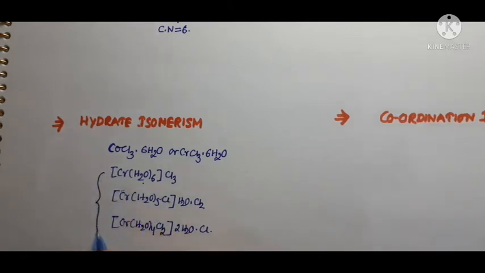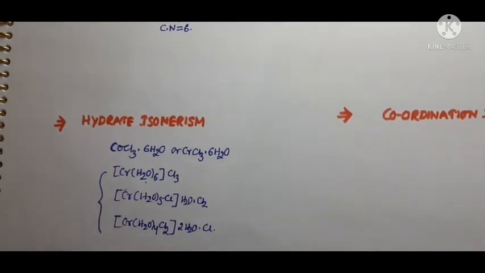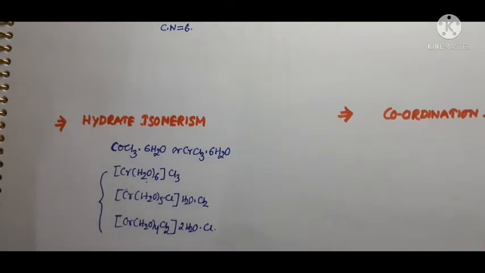So these three are known as hydrate isomers. And there is a trick to find out the hydrate isomer. Suppose a particular example is given to you and water is present inside of the coordination sphere and there is no water outside of the coordination sphere. When you write the hydrate isomer, you have to migrate the water present inside of the coordination sphere to the ionization sphere.